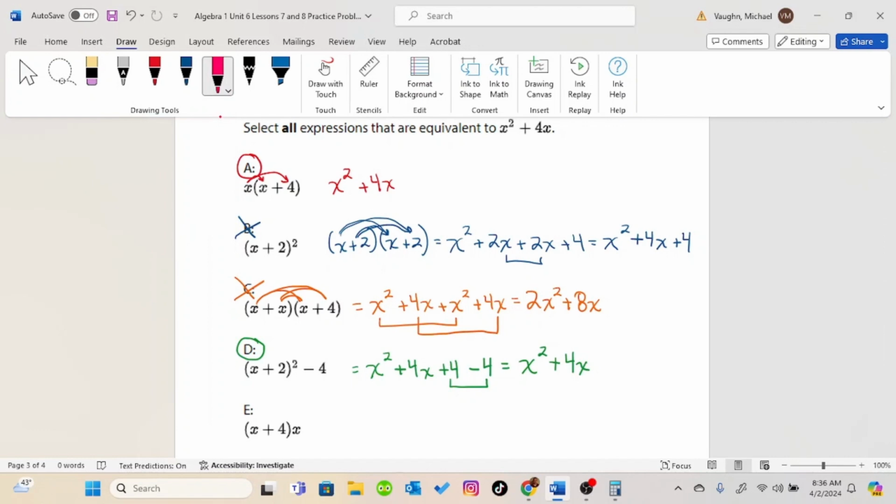And finally, choice E, we have x times x, which is x squared, and we have 4 times x, which is 4x. That does match what we're looking for, so E is correct.